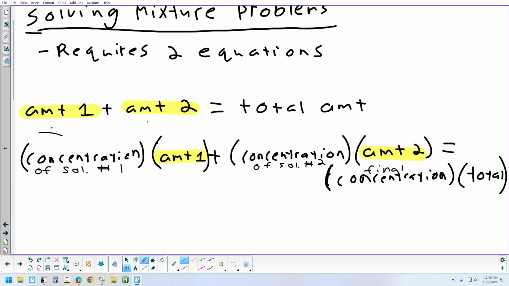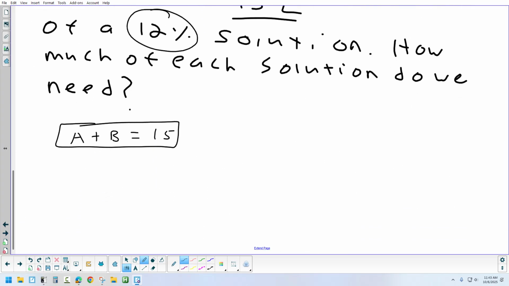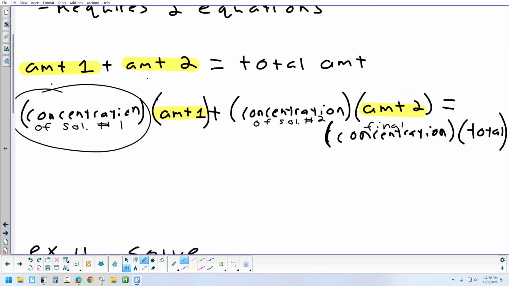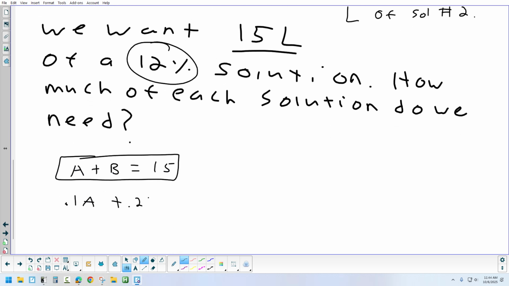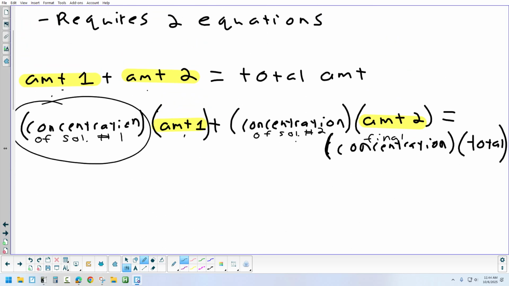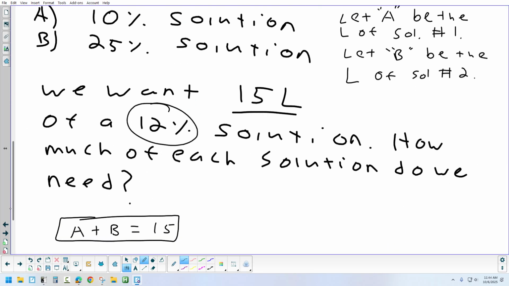What's the concentration of solution A as a decimal? 0.1. So you're going to fill that in right there. And then the amount 1, well, we already know amount 1. We just did that up above. Amount 1 was A. What's the concentration of solution 2? 0.25. And then what's the amount of solution 2? B. Yep.